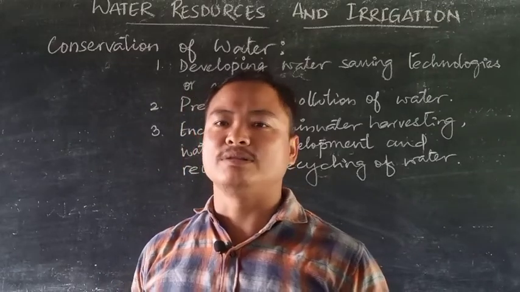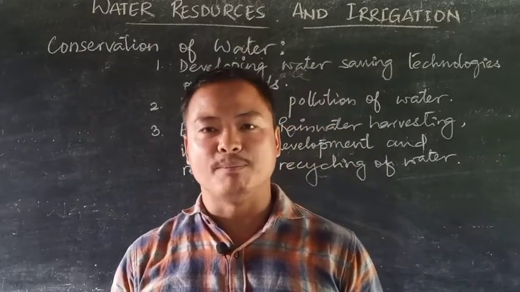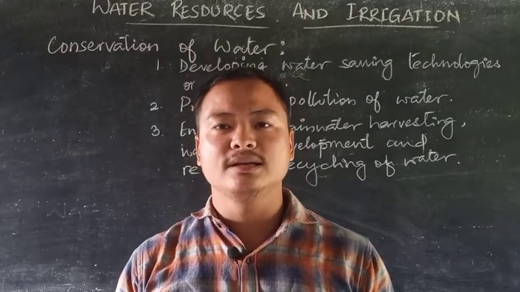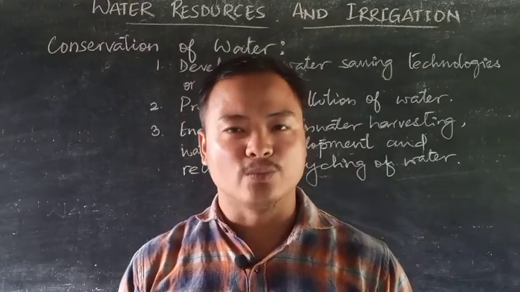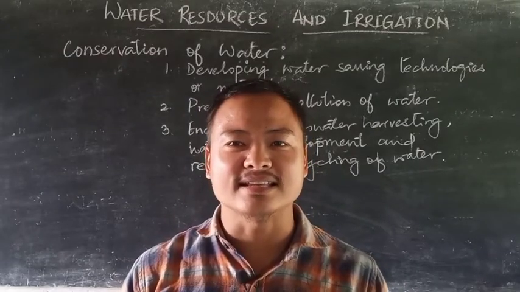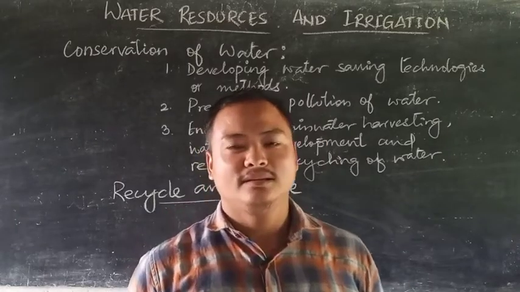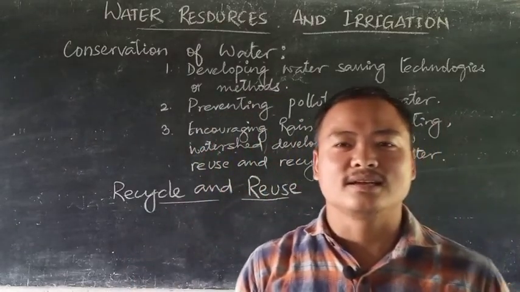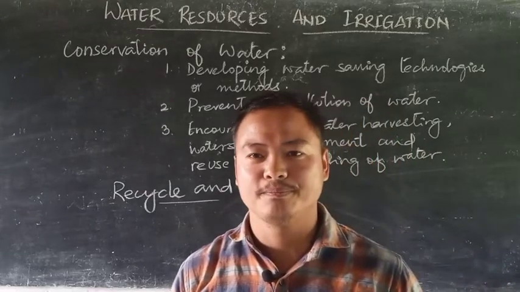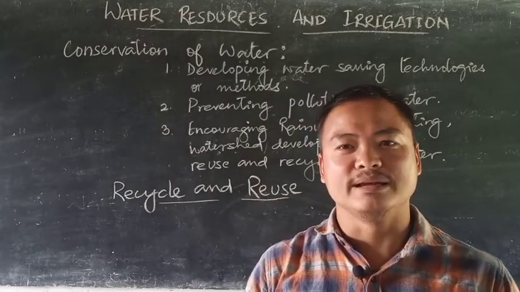Now let us discuss how we can conserve water in other ways. Apart from controlling the pollution, we can also conserve water which in large part goes to waste. So the first method to discuss is recycling and reusing of water. Reusing and recycling is one of the simplest methods of conserving water. It's so simple. We can reuse the water by recycling it.